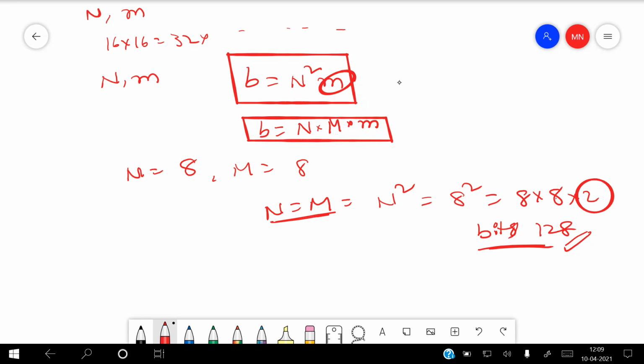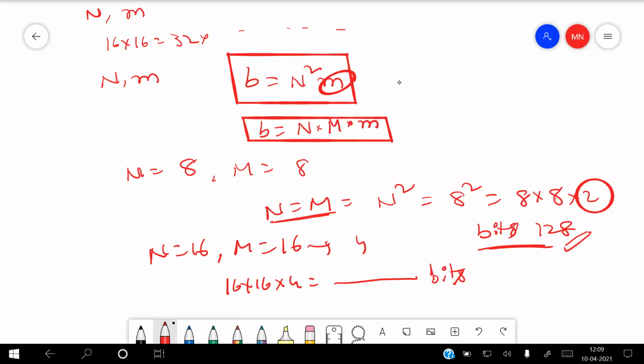Like that, you have to take any values, N equal to 8 or N equal to 16. Then similarly, M equal to 16. So 16 into 16 into the gray level value, for example 4 into 4. This is the number of pixels. These many bits are stored in an image.